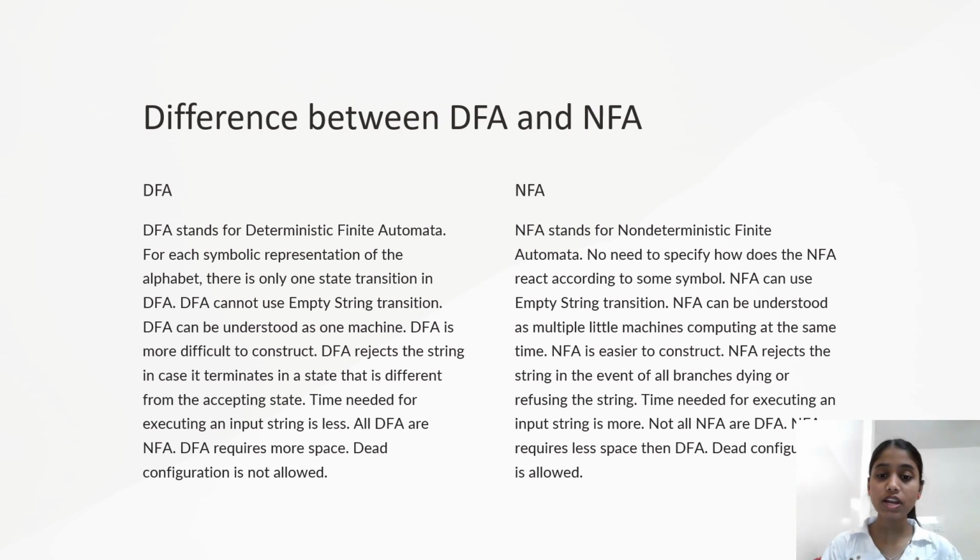Whereas NFA stands for non-deterministic finite automata, there is no need to specify how the NFA reacts to the same symbol. NFA can use empty transition, unlike DFA. NFA can be understood as multiple little machines computing at the same time. NFA is easier to construct. NFA rejects the string in the event of all the branches dying or refusing the string. Time needed for executing an input string is more. Not all NFA are DFA. NFA requires less space than DFA. Dead configuration is allowed in non-deterministic finite automata.